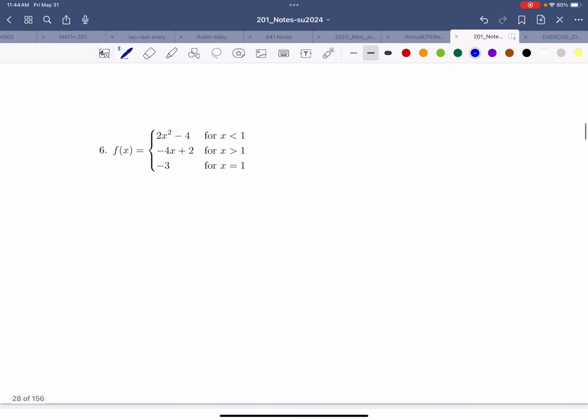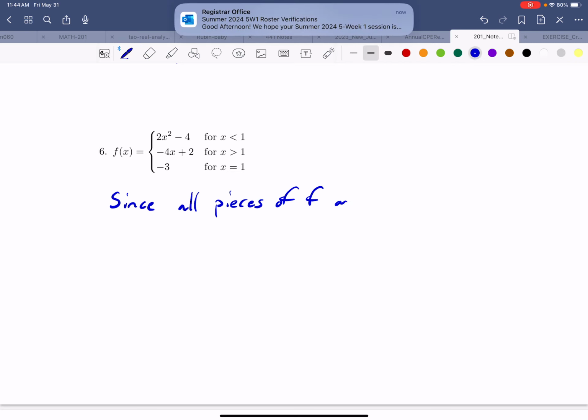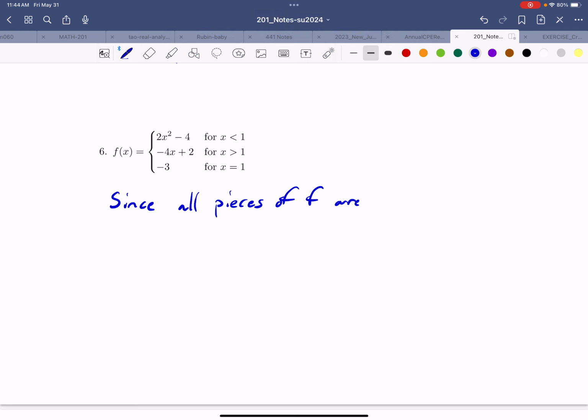Okay, well, I don't think we're going to get away with that with this one, right? Last one. Make it happen. So here we have a sort of double piecewise function, right? 3 pieces. So there are 3 pieces, but actually there's only one value we really need to worry about, right? So again, since all pieces of f are continuous, right, because they're all polynomials, check only x equals 1, right? That's the only place where we could possibly have a discontinuity.